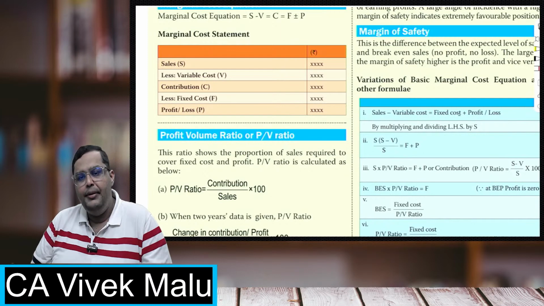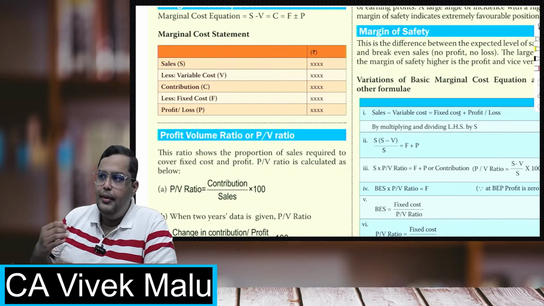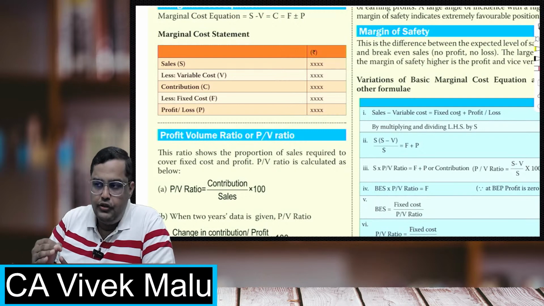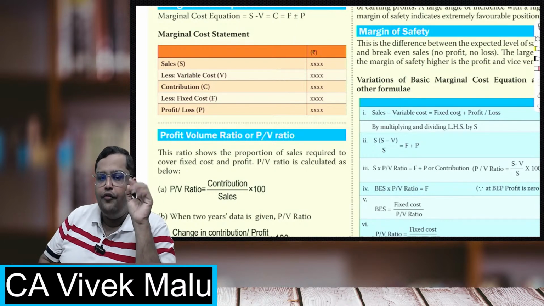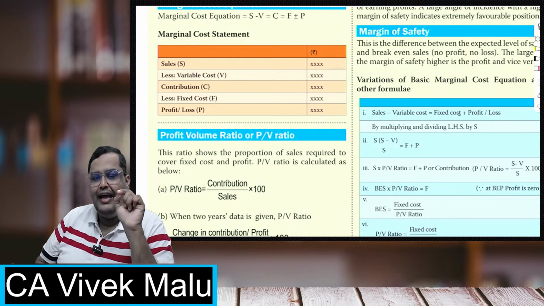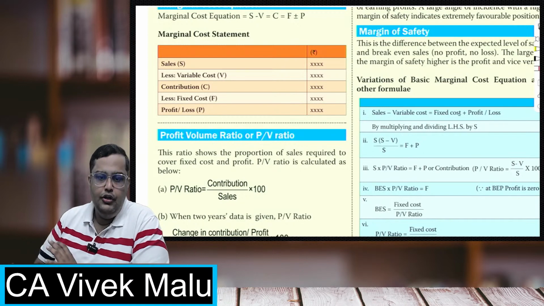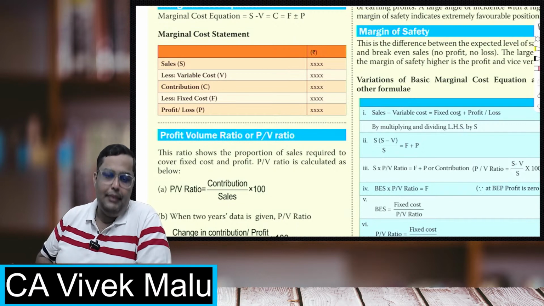This 40 rupees will help me to recover all my fixed expenses and this 40 rupees will help me to generate profits. Remember that whenever I have to manufacture a new unit, my fixed cost is already done, so all I have to incur is the variable cost. If my variable cost is 60 rupees and my sell price is 100 rupees, I'm generating an extra contribution of 40 rupees. This extra contribution is helping me to pay off my fixed expenses and to generate my profits.